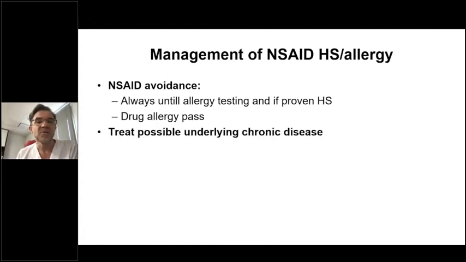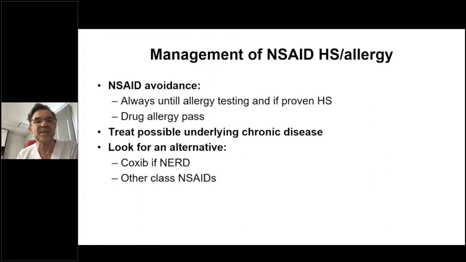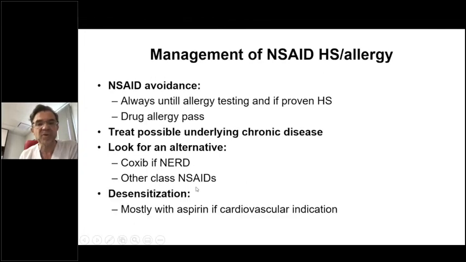issued. We need to treat the possible underlying chronic disease, of course, but thanks to drug provocation tests, we can also look for alternatives that are mostly coxibs for NSAID-exacerbated respiratory disease, but other classes of NSAIDs for other forms of NSAID hypersensitivity. Finally, in most of the patients, and that is the information that we give them, regarding aspirin, it is always possible to induce tolerance for aspirin if one day a cardiovascular indication occurs.